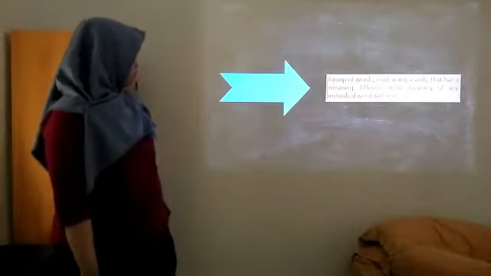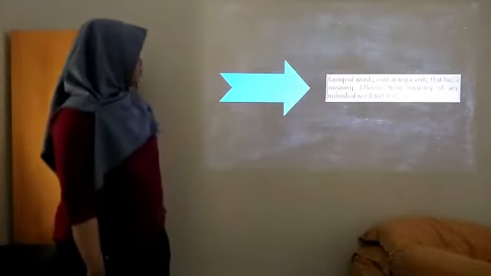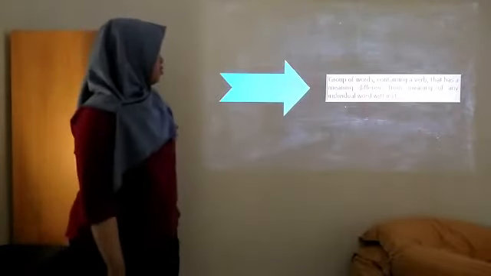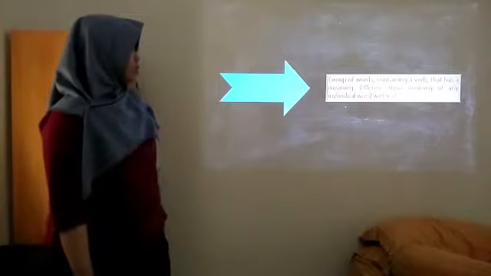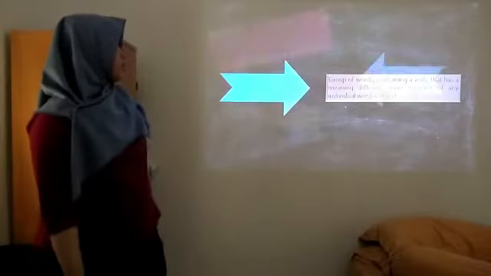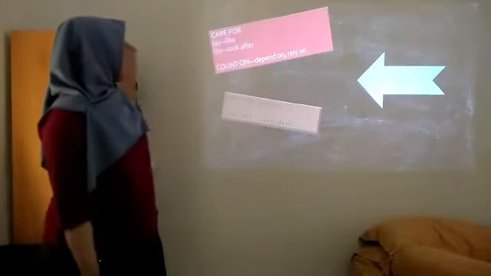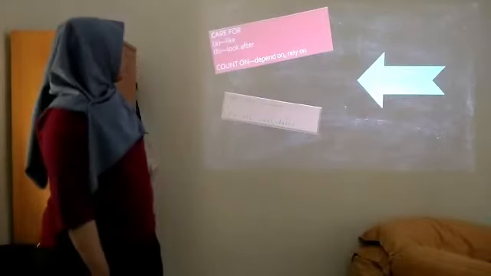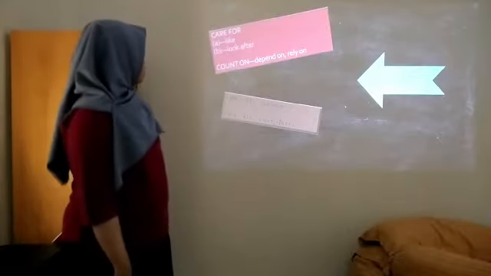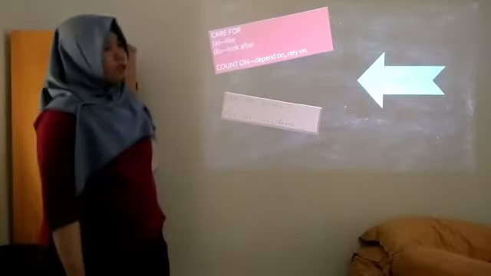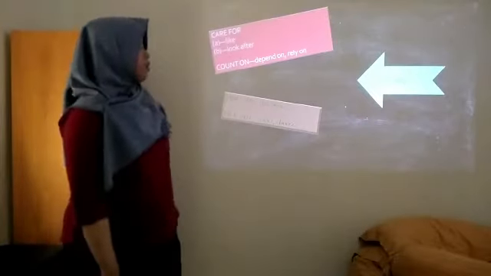And the fourth is verbal idioms. Verbal idioms are groups of words containing a verb that has a meaning different from the meaning of any individual word within it. The example of verbal idioms, the first is care for. Care for has two meanings. The first means likes, and the second means look after.